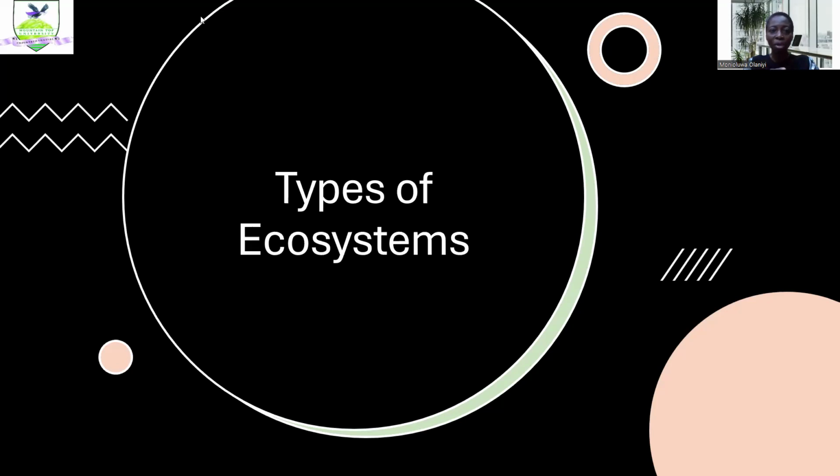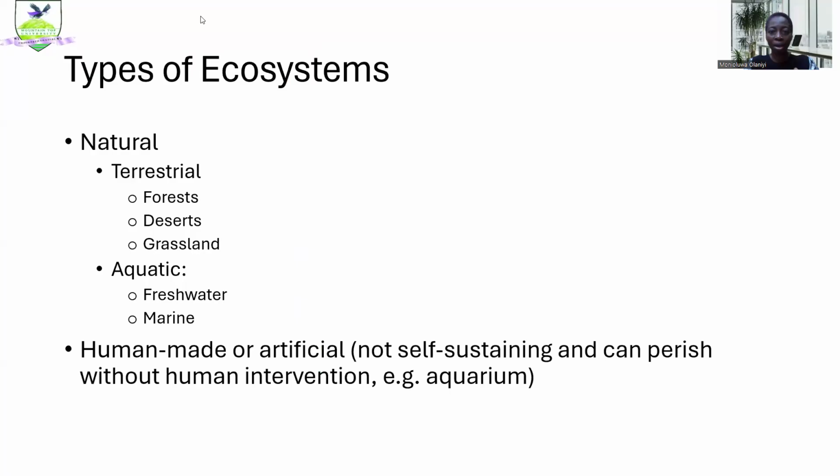Then what are the different types of ecosystems that we have? We have the natural ecosystem and the artificial ecosystem. The natural ecosystem can be classified into terrestrial and aquatic, while the artificial or human-made ecosystem is not self-sustaining, and without the intervention of humans, that artificial system can perish.